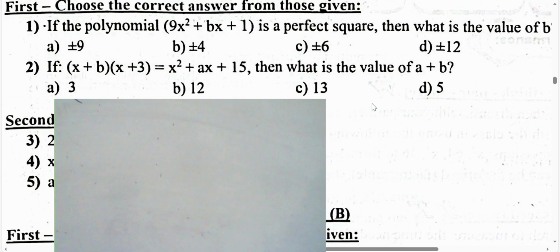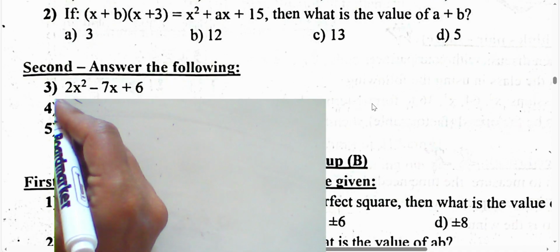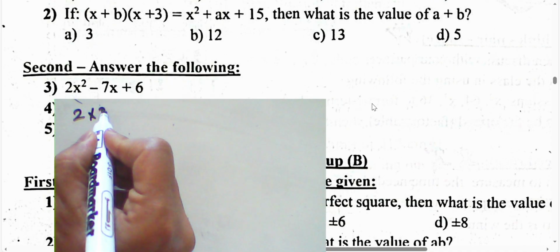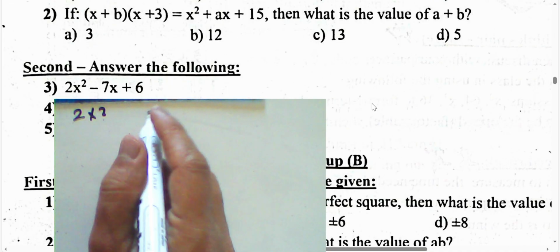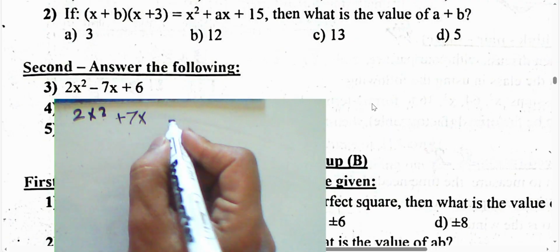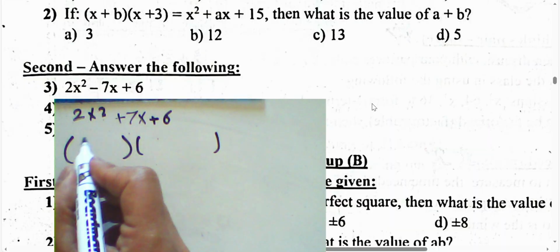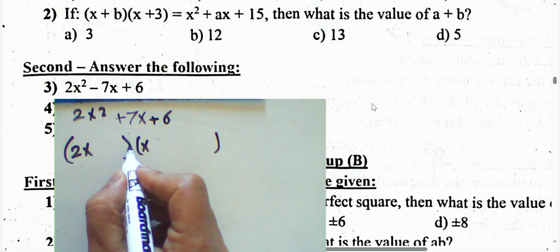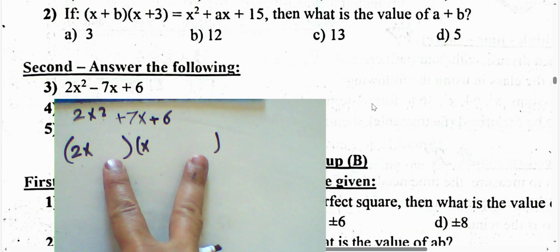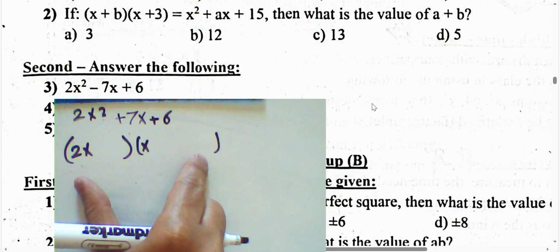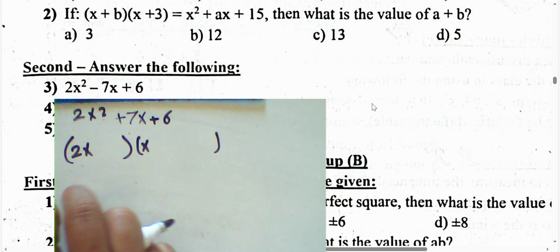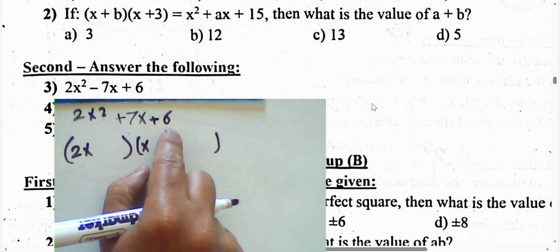Next question. Second, factorizing 2x² + 7x + 6. We can factorize this by opening brackets. 2x² equals 2x times x. We want two numbers whose product equals 6 and the sum of the product of extremes and means equals 7. We can write 6 equals 3 times 2. 2 times 3 equals 6.